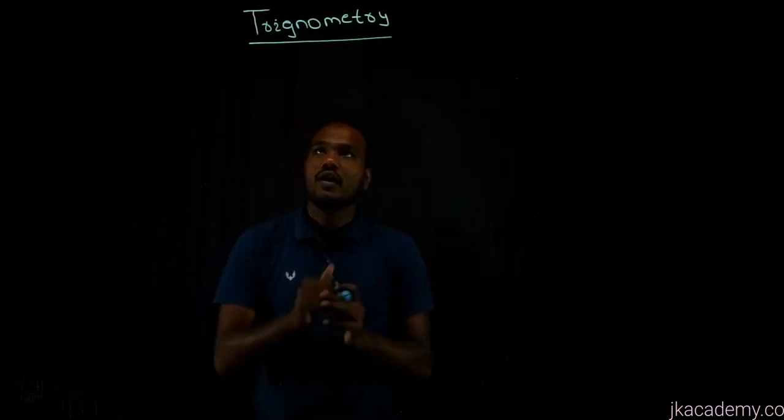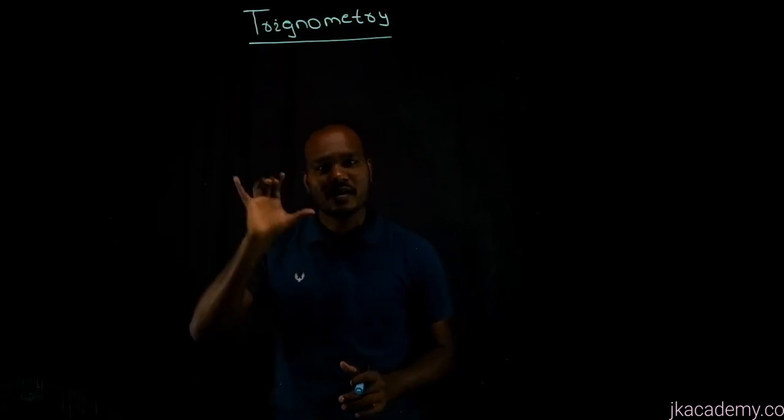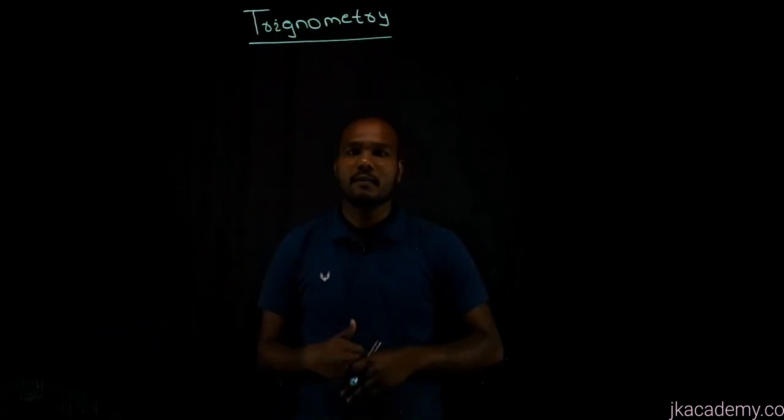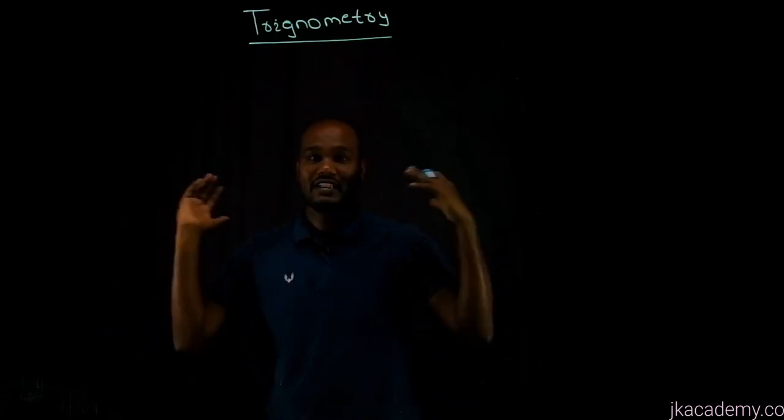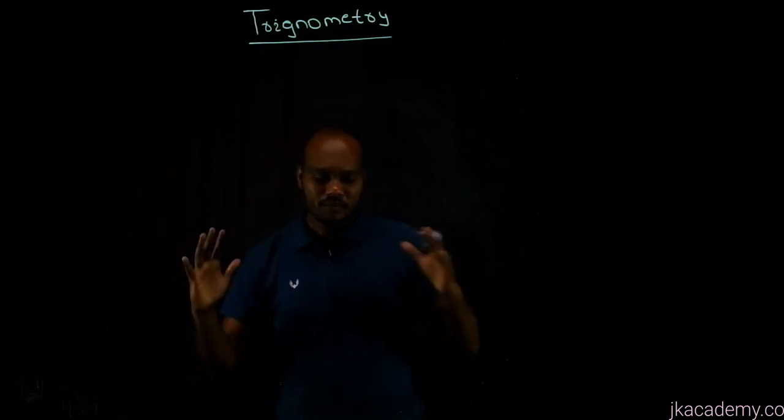Trigno means triangle. Metry means measurements. It runs behind triangular measurements.